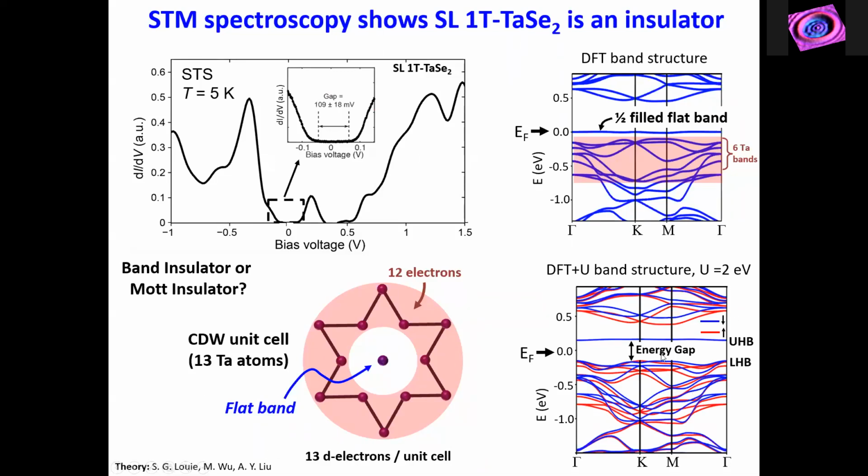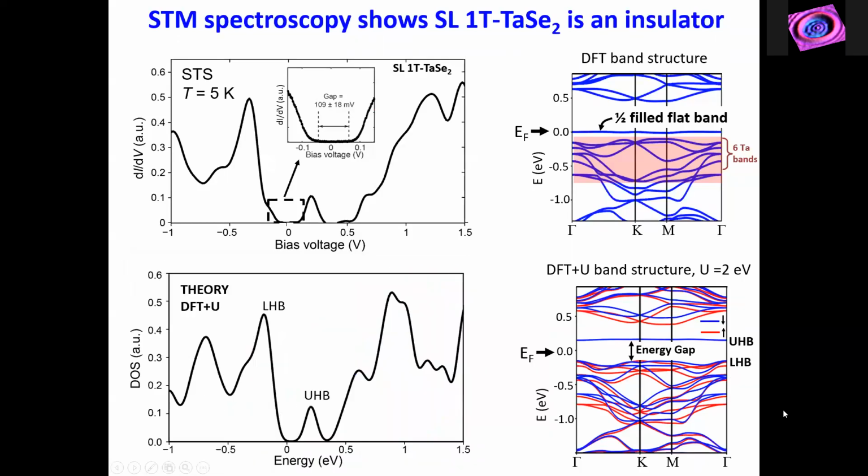Our theoretical colleagues did this, and when you do that and calculate the electronic structure, a gap opens up. And sure enough, it turns into a Mott insulator. We have an upper Hubbard band and a lower Hubbard band and an energy gap. This is the DFT plus U band structure. If you calculate the density of states, this is what it looks like here on the bottom. You can see it actually looks a lot like what we measured experimentally. There's a pretty strong resemblance between the theory on the bottom and the STS. We get a nice gap.